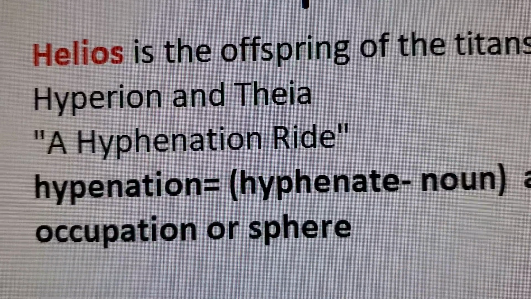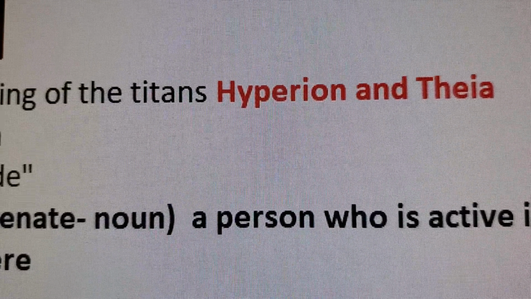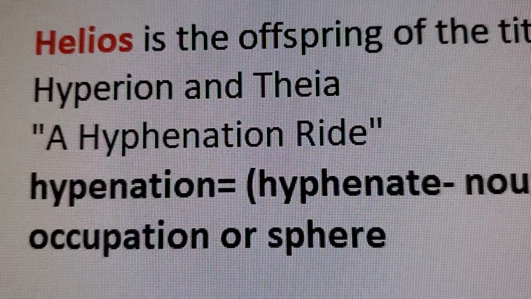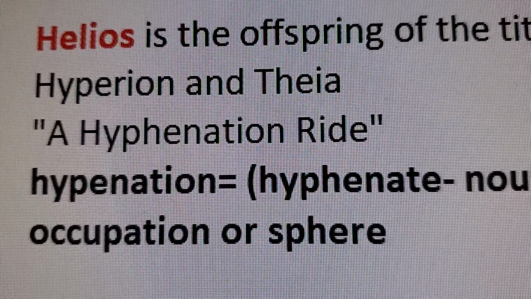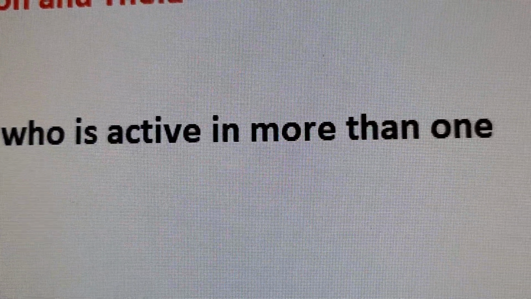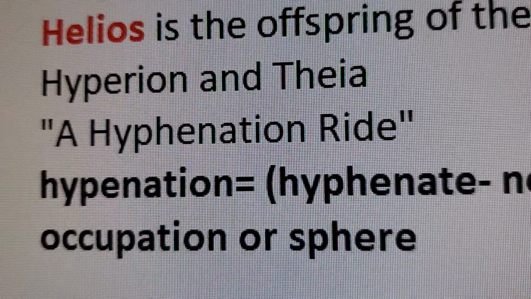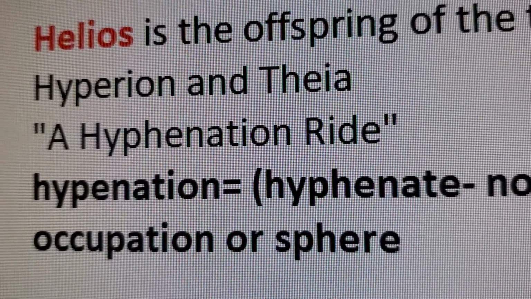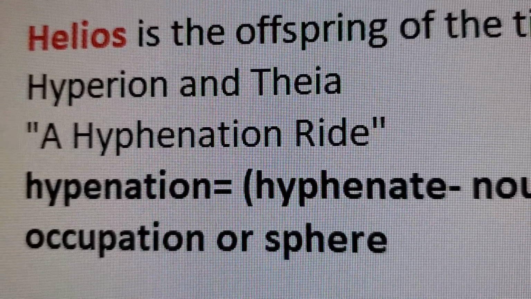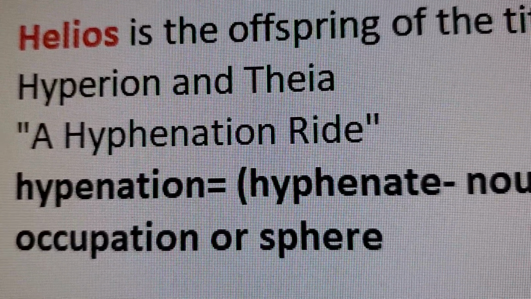So here's a weird little twisted side note. So Helios is the offspring of the Titans Hyperion and Thea. And when you use them as an anagram, it's a hyphenation ride. And hyphenation means a person who is active in more than one occupation or sphere. Have you realized or kind of noticed that a lot of the elite or people who kind of control this world have a lot going on? They've got their hands in lots of little tills. So I just thought that was interesting.